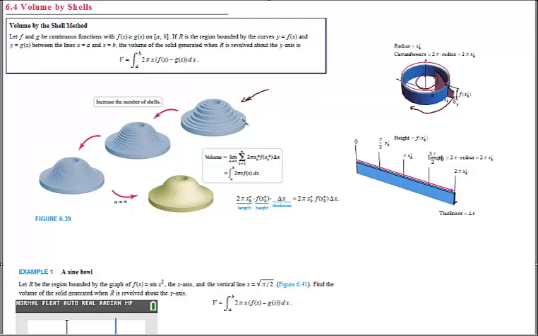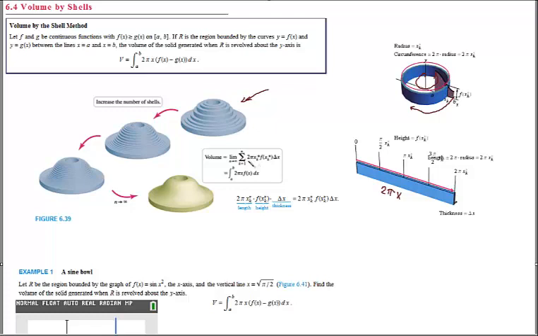So if I take that shell and I unwrap it, notice that I could unwrap it. Its length here would be the circumference of that shell, which would be 2 pi, times some distance, and we'll just call that distance this x distance, because that's going to be that length or that radius. The height of this shell is just going to be that function height.